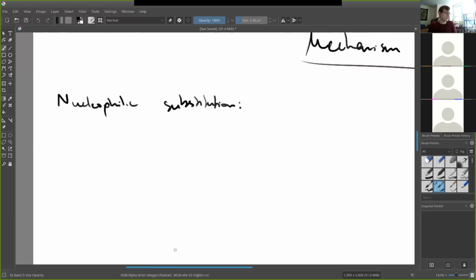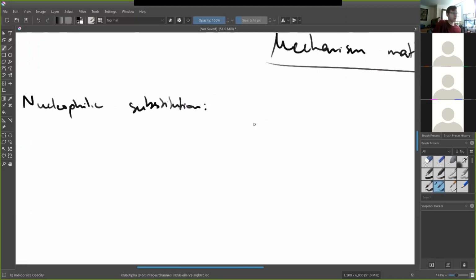Okay. So nucleophilic substitution, this is the point at which we have something on a molecule, and maybe just to give you a really nice, simple, clean example, let me draw it this way. So we have this carbon, and here is... sorry to interrupt.